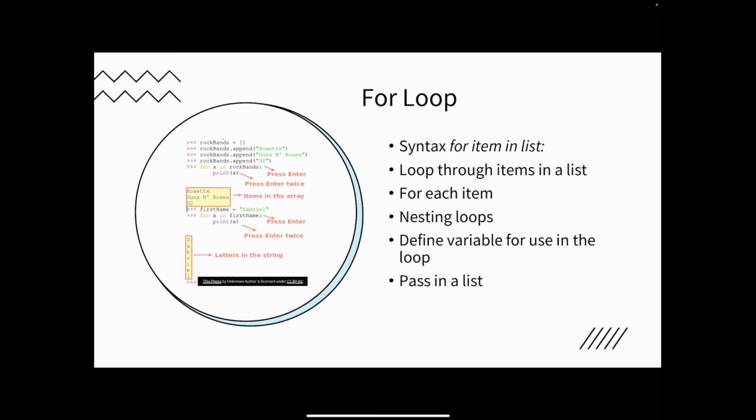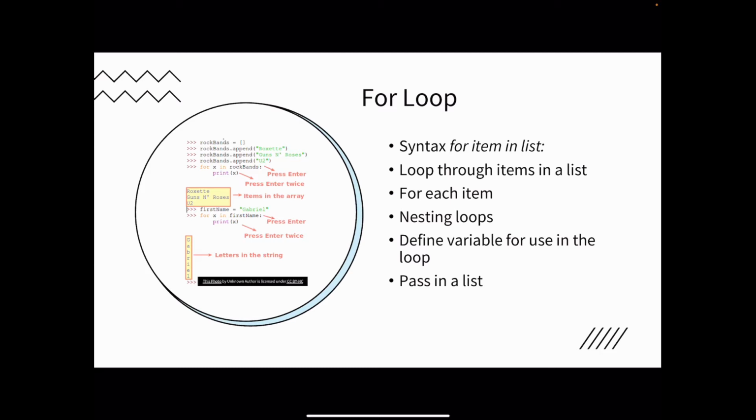So there's a little example over here on the left. It says for X in rock bands, where rock bands is an empty list that we can see up there. And then they add a couple of different options to the list: Roxette, Guns N' Roses, and U2. And then they say for X, so they declare the variable X in rock bands, and then they put the colon with an indentation, and it says print the variable X. So it would then just print each one of these variables to the screen. That's a nice simple example of a for loop, and we'll be going over some of those in the demo.